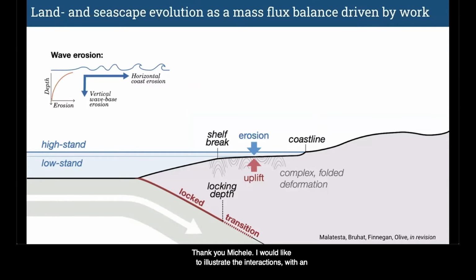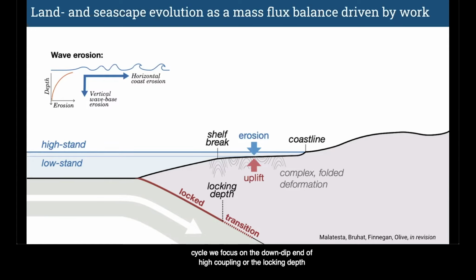Thank you, Michele. I would like to illustrate these interactions with an example linking processes that operate at very different timescales. On the one hand, surface processes shaping the landscape over hundreds of thousands of years, and on the other, deformation from the earthquake cycle on a 100,000 year timescale. Here we will focus on the signature of wave erosion, which can erode uplifting bedrock in shallow water, leading to the development of an erosive shelf between the shelf break and the coastline.